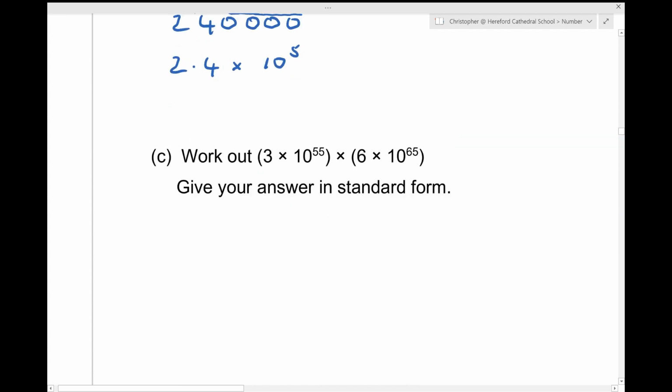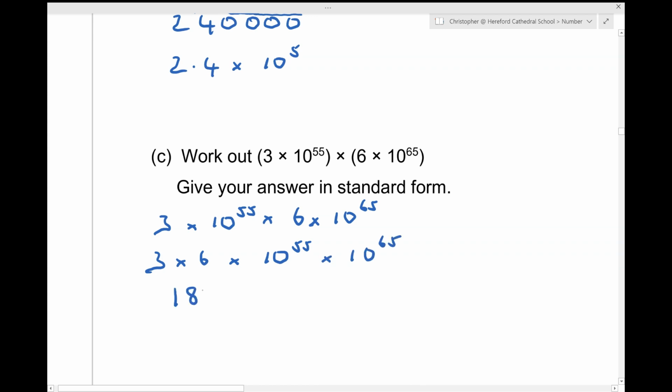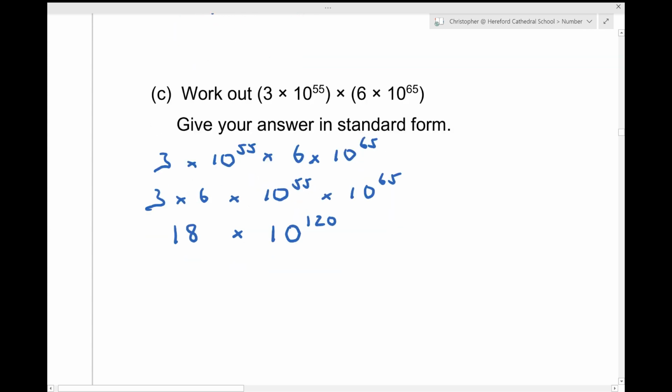Now work this out. You can't put that in your calculator, but it's just 4 numbers multiplied together. So I can do the 3 times the 6, and then the 10 to the power of 55 multiplied by the 10 to the power of 65. 3 6s are 18, and 10 to the power of 55 times 10 to the power of 65 is 10 to the power of 120 if I add the powers, which I do when I multiply. Now that's not in standard form. It needs to be 1.8. So I've taken away a power of 10 on the left, so I'm going to add a power of 10 on the right, so the whole number keeps the same value.